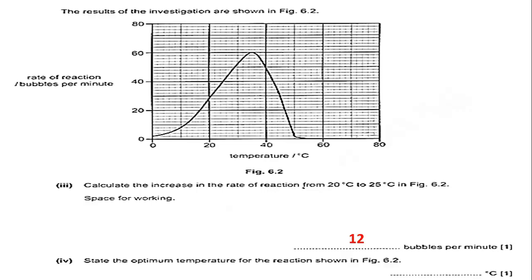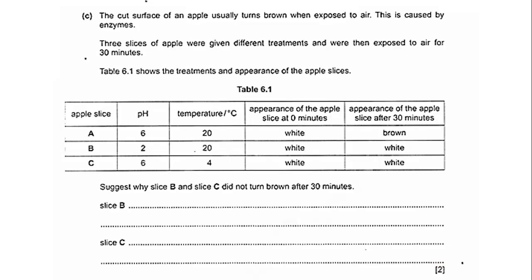State the optimum temperature for the reaction shown in figure 6.2. Where do we see the optimum temperature? It is the temperature where the maximum rate of reaction is happening. So you will look at the top point of the curve, and it is the 60 bubbles per minute, and this is almost 35. So the answer is 35.